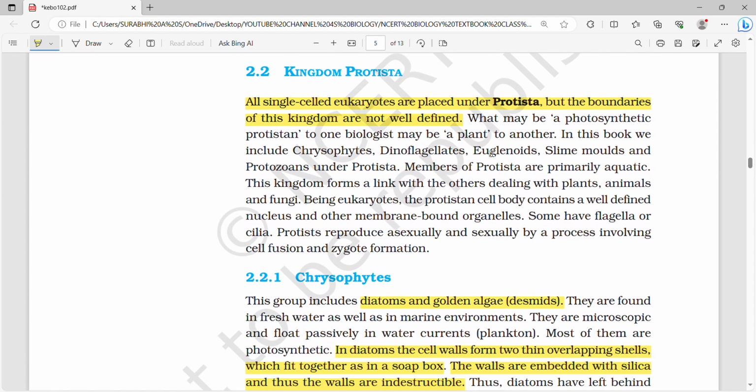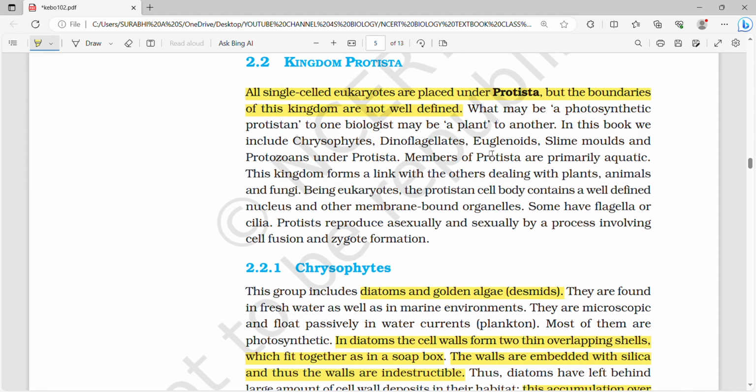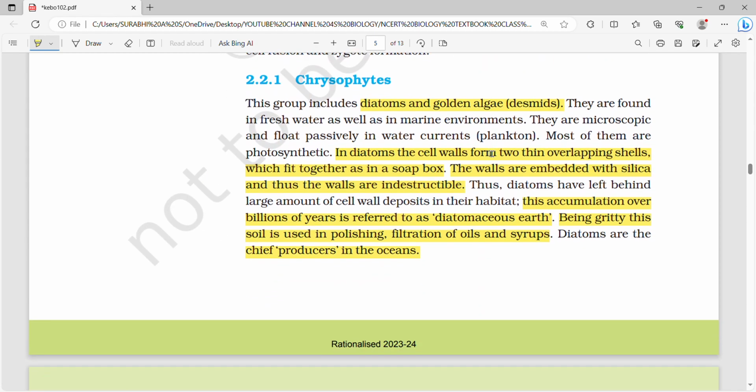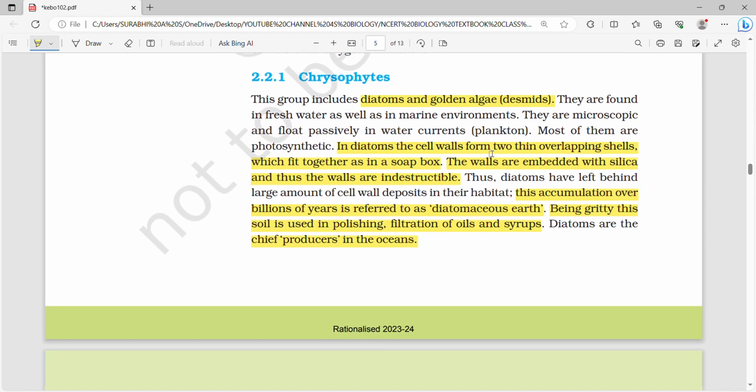Next, kingdom Protista. All single-celled eukaryotes are placed under this Protista, but the boundaries of these kingdoms are not well defined. Now, there are a few types in that. First one is chrysophytes. So this portion is also important. This group includes diatoms and golden algae, which is also called desmids.